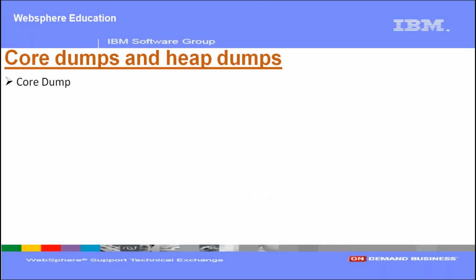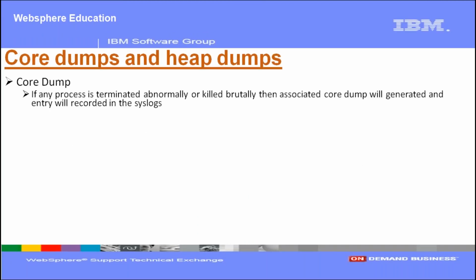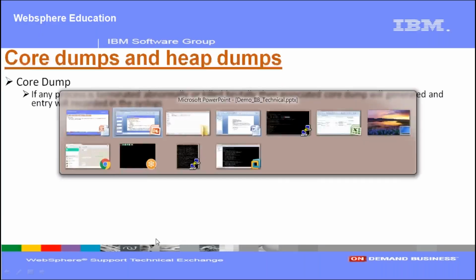Core dump means if any process is terminated abnormally or killed brutally, then the associated core dump is generated and an entry will be recorded in the syslogs. So in an IIB broker, if any broker process has been killed abnormally or brutally by the operating system, then an entry will be recorded in the syslog and a core dump will be generated in the var mqsi file system.